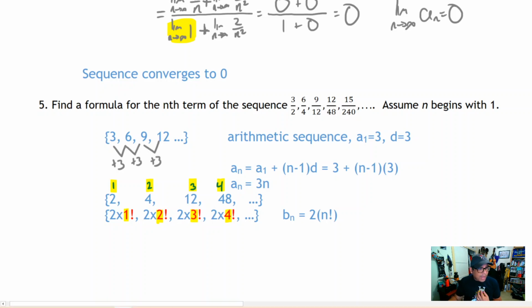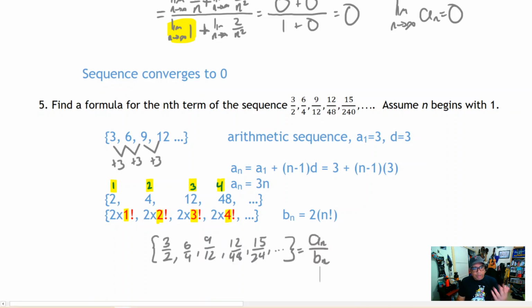And notice that we've also left the 240 out, so if we want to use that as a check, we could. 2 times 5 factorial is actually 240, so this sequence does seem to work.